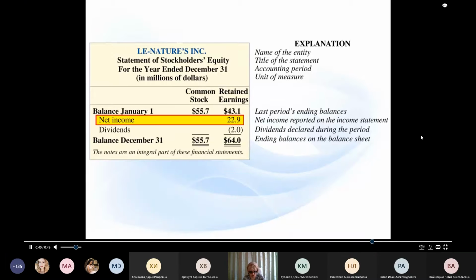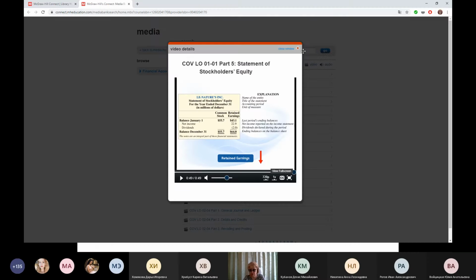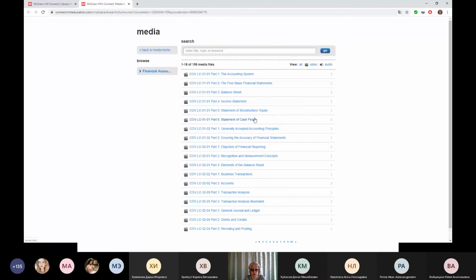The amount of net income that was earned during the accounting period increases the balance of retained earnings. Declaring dividends to the stockholders decreases retained earnings. And the last one, cash flow statement.